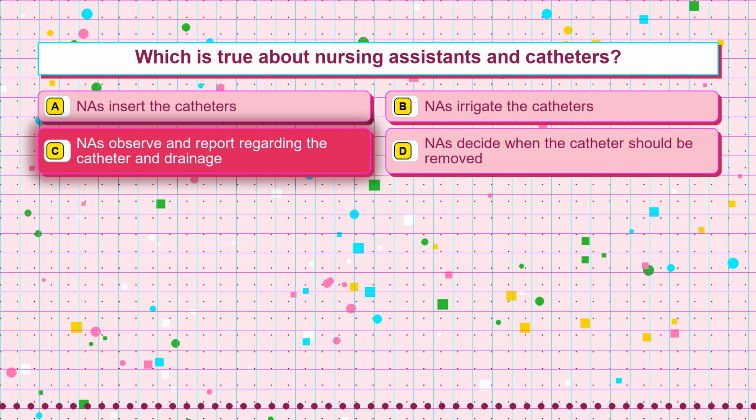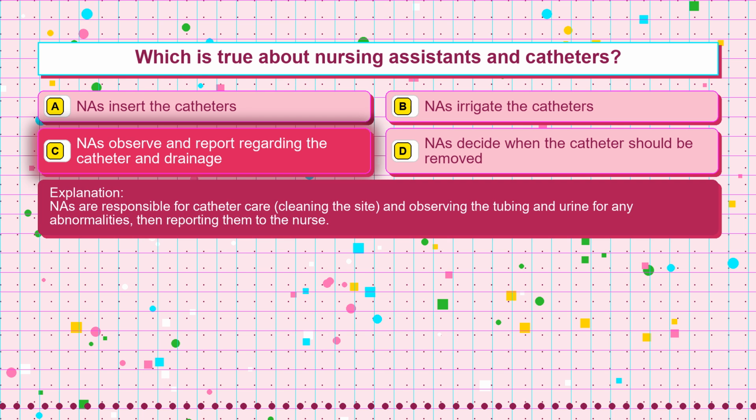The correct answer is option C. NAs observe and report regarding the catheter and drainage. NAs are responsible for catheter care, cleaning the site, and observing the tubing and urine for any abnormalities, then reporting them to the nurse. Question 60.